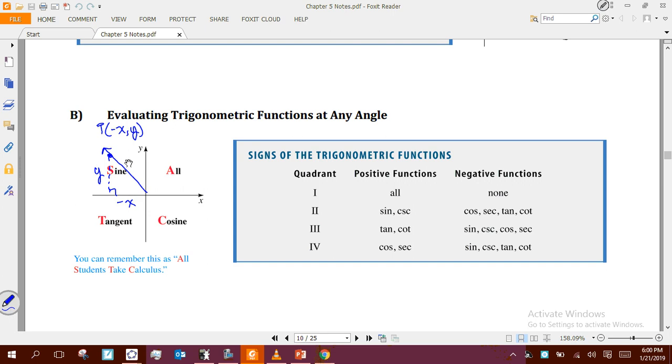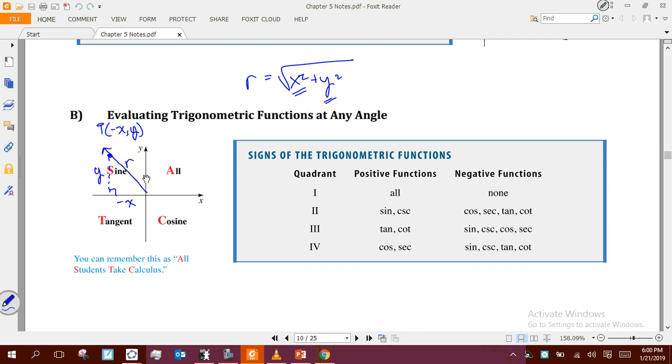Add those together, take the square root. R is always going to be positive. No matter where it's at, R is going to be positive because of that rule there. When I take x, no matter what it be, positive or negative, when I square it, that term right there, x squared, will be positive. That term will be positive as well. So the square root of a positive plus a positive is always positive. So r is always positive.